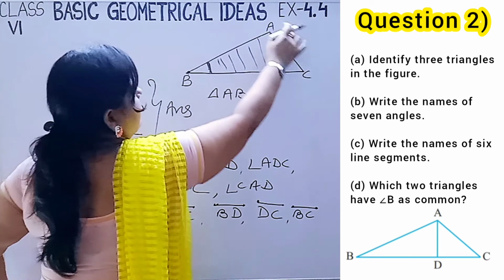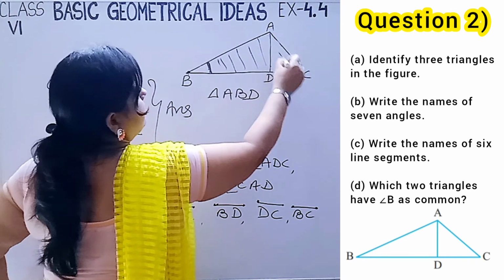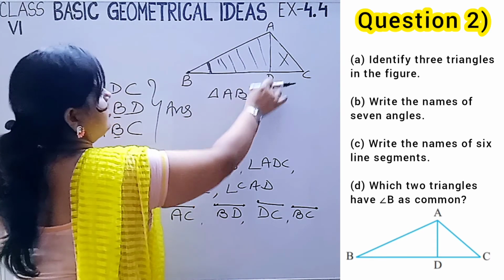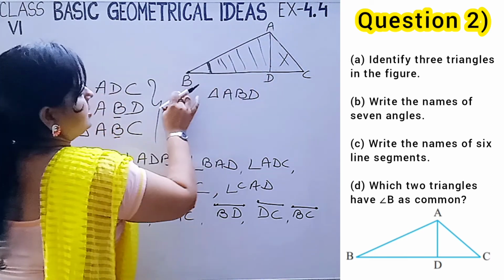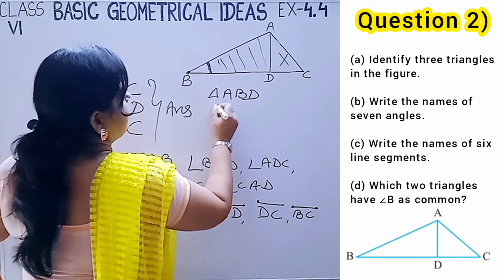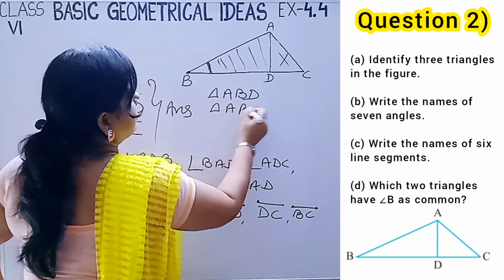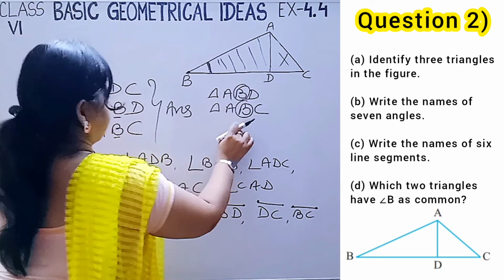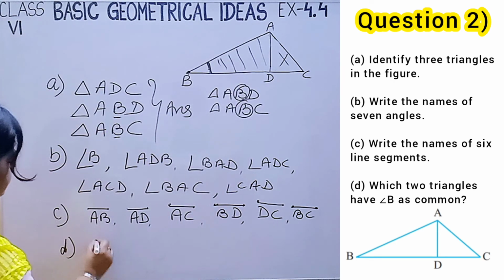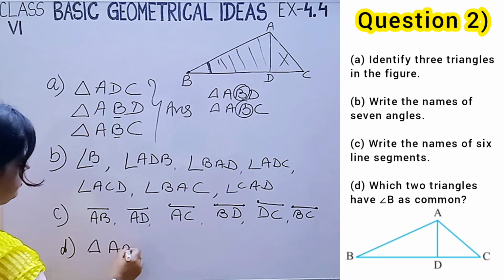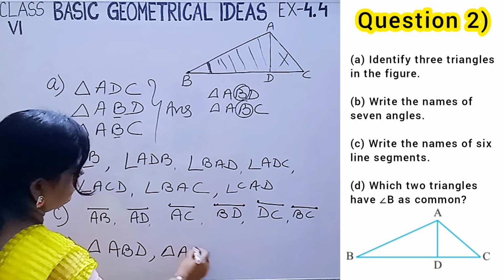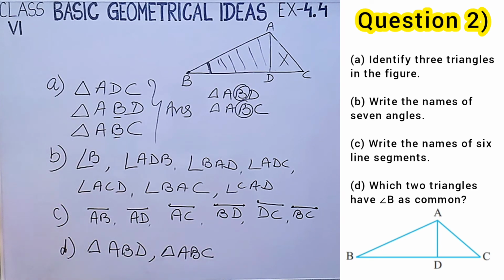So ACD, we will not include it. We will include only ABD and triangle ABC. So B is common here. So the answer is triangle ABD, triangle ABC.